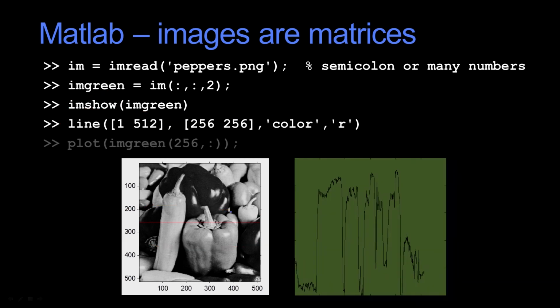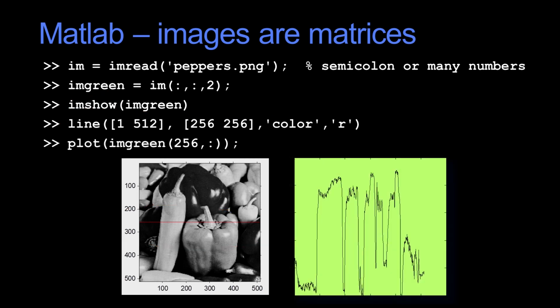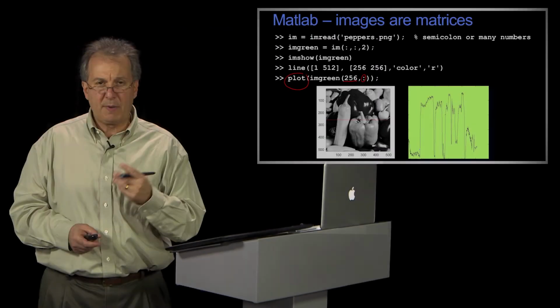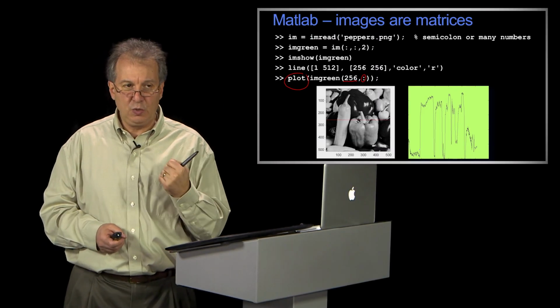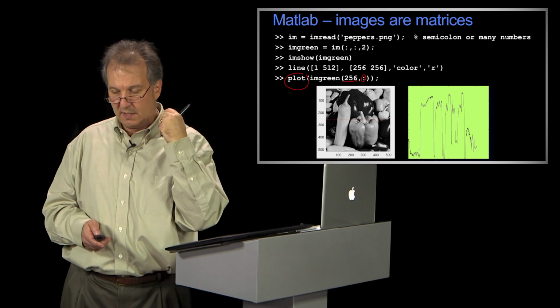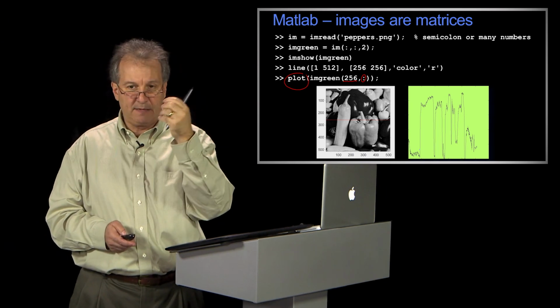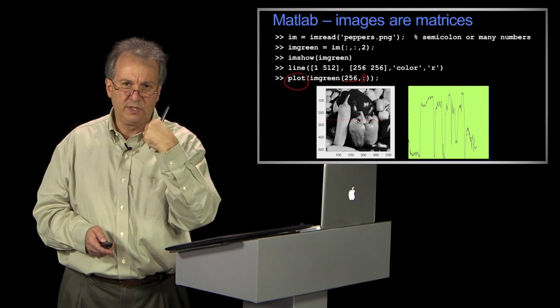Ain't Matlab great? In fact, I can also just call plot. What this says is give me the 256th row, give me all the columns, and then plot it, and you'll just get a plot. By the way, I highly recommend getting used to exploring your images, plotting the values, and being able to see what's going on, what really should be going on.